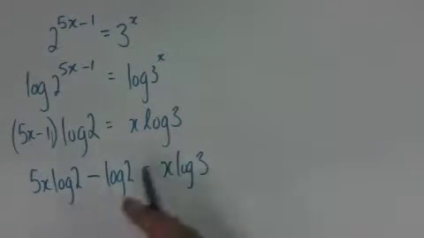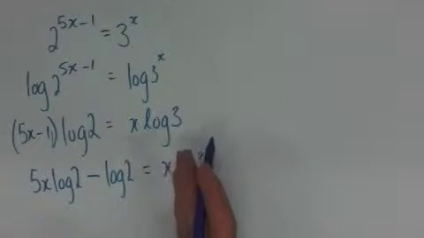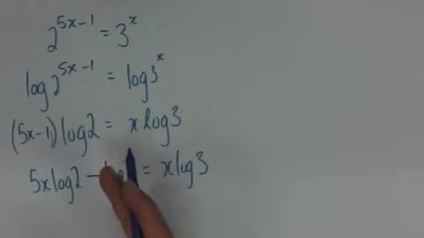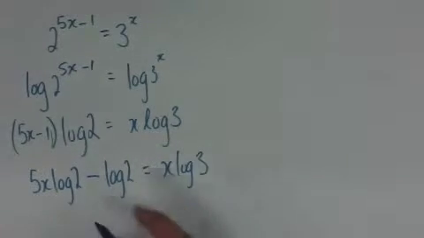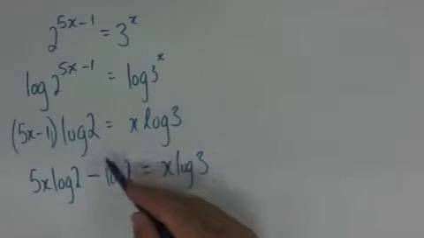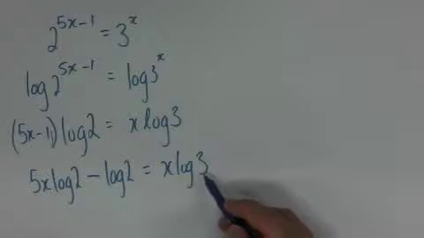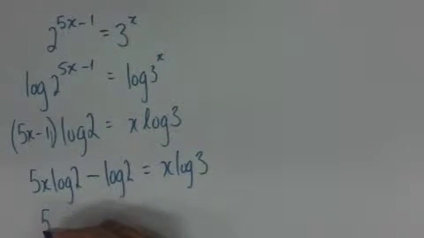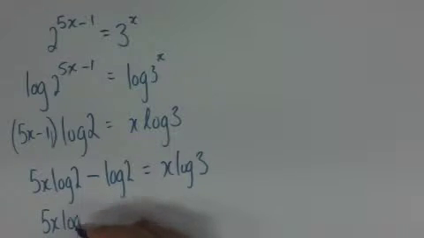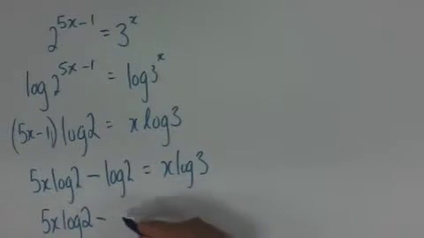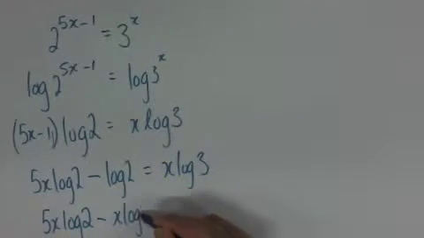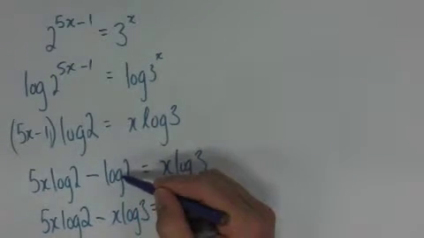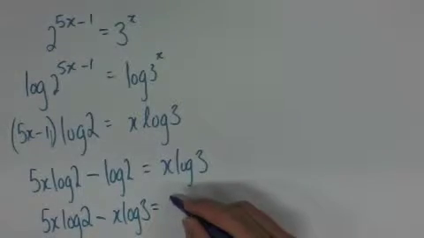Then I need to get all my logs with x's in front of them all on one side, and my logs with non-x's in front of them on the other side. So if I bring this one over, if it's plus x log 3 on this side, when I bring it over, it becomes take x log 3. And that is equal to, if this is minus log 2 on this side, when I bring it over here, it becomes plus log 2.